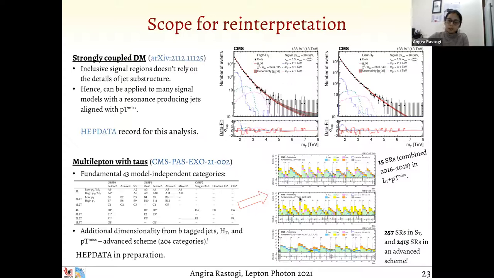All of this information, along with lepton efficiency maps to get the correct reconstructed yields from the gen-level quantities, can be derived, and HEPData is under preparation. So please stay tuned for all the massive information.